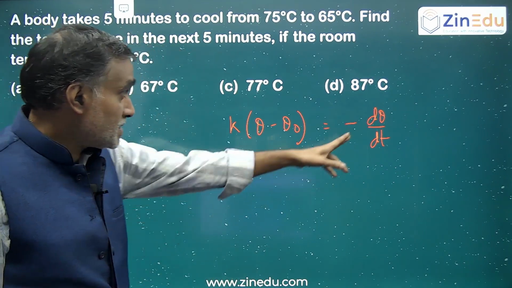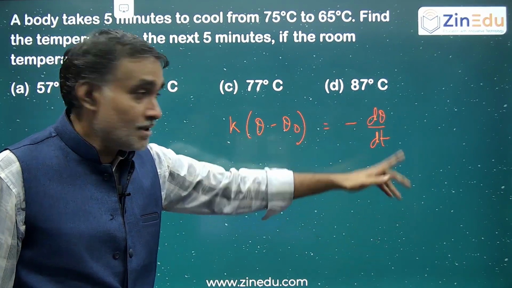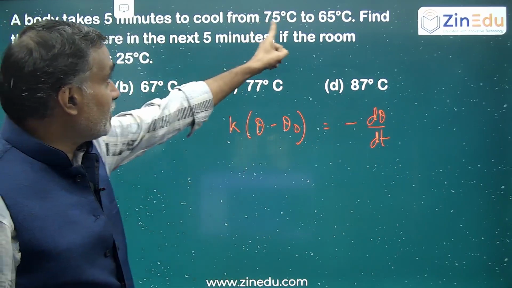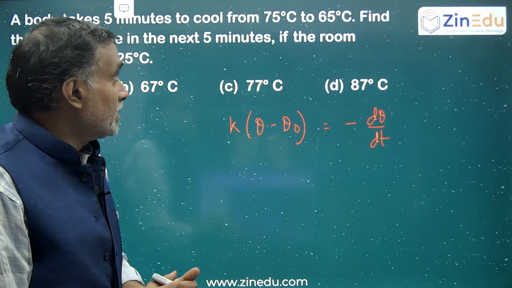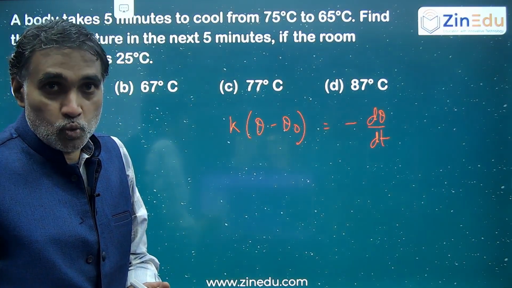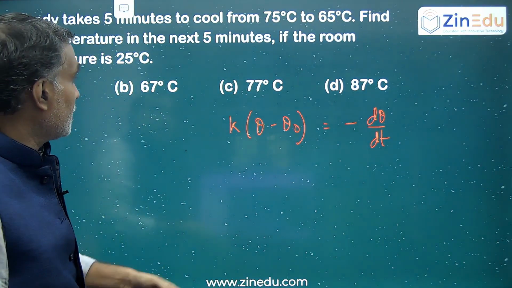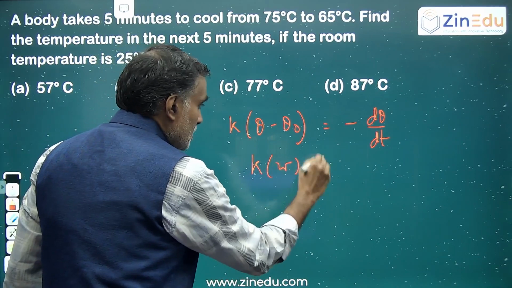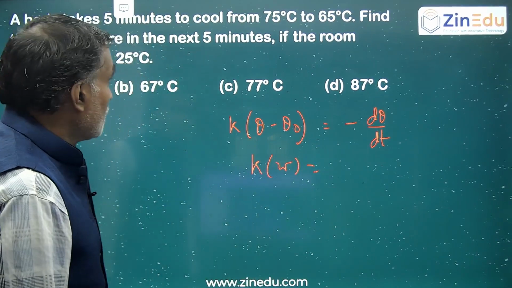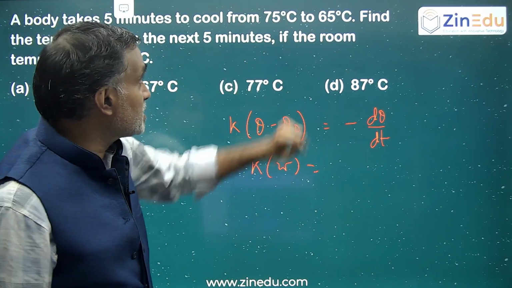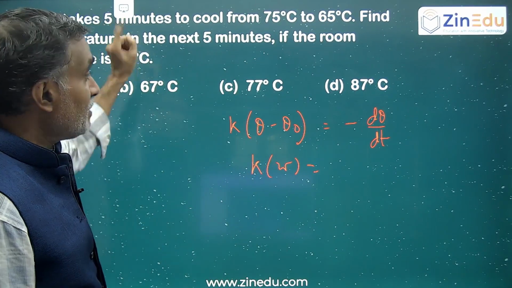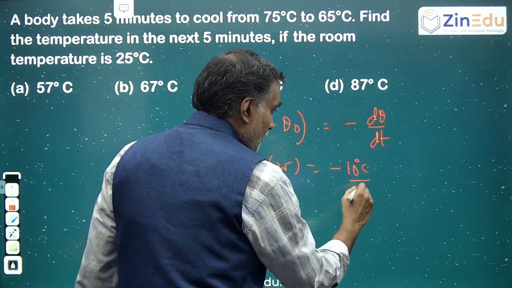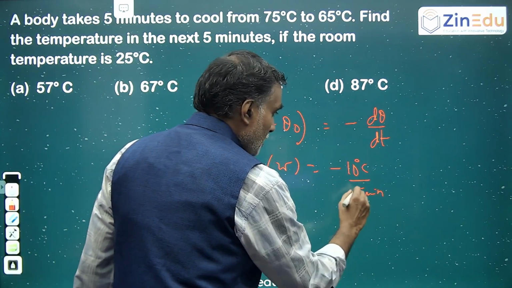Minus d theta by dt, because the temperature is decreasing, so the minus sign. K is a constant. Then here, 75 to 65, what is the average? It is 75 plus 65 by 2, that is 70. So 70 minus 25, K into 45 is equal to minus d theta by dt. How much has the temperature decreased from 75 to 65? 10 degrees centigrade in 5 minutes. So this is minus 10 degrees centigrade by 5 minutes.